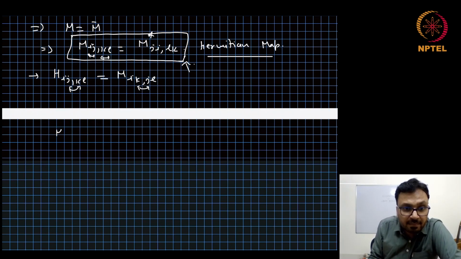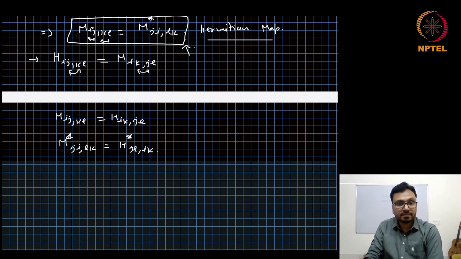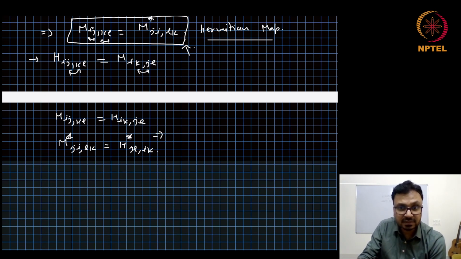We'll show what this transformation looks like. So M_ij,KL is H_IK,JL, and M star_JI,LK will be H star_JL,IK. So it means the Hermiticity condition on the map will look like H_IK,JL equals H star_JL,IK.